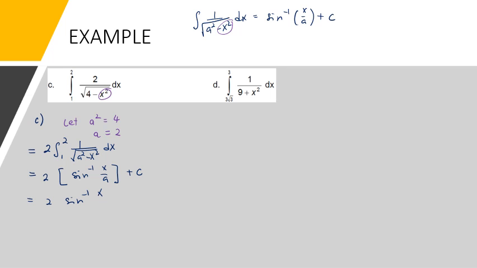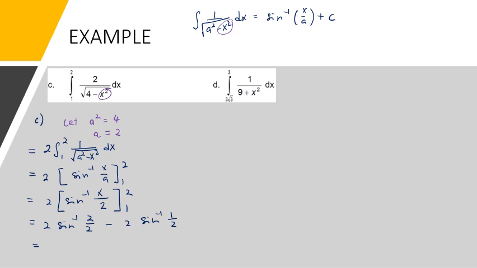So what is our a? X over 2 plus c. Terlupa pula nak letak. So dia tak ada plus c. So dia from 1 to 2. Okay, from 1 to 2. Okay, and then substitute value of 1 and 2. So that 2 sin inverse 2 over 2 minus 2 sin inverse 1 over 2.